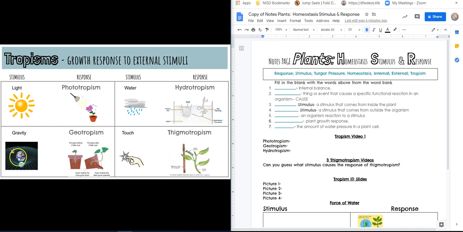When the stimulus is gravity, the tropic response is called geotropism. When the stimulus is water, the growth response is called hydrotropism. And when the stimulus is touch, the growth response is called thigmotropism.